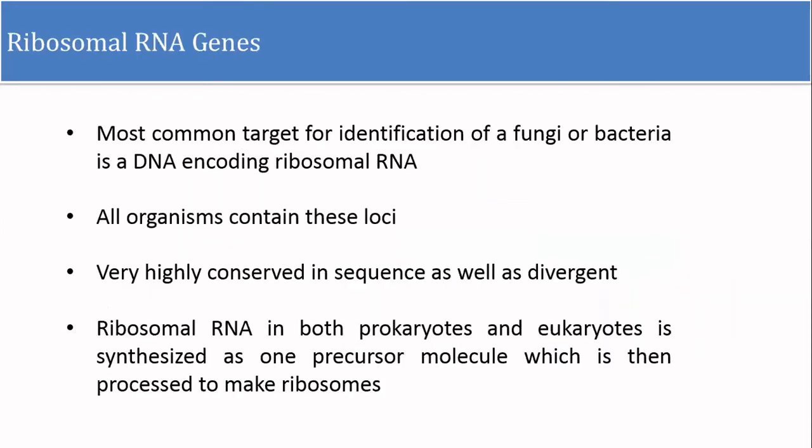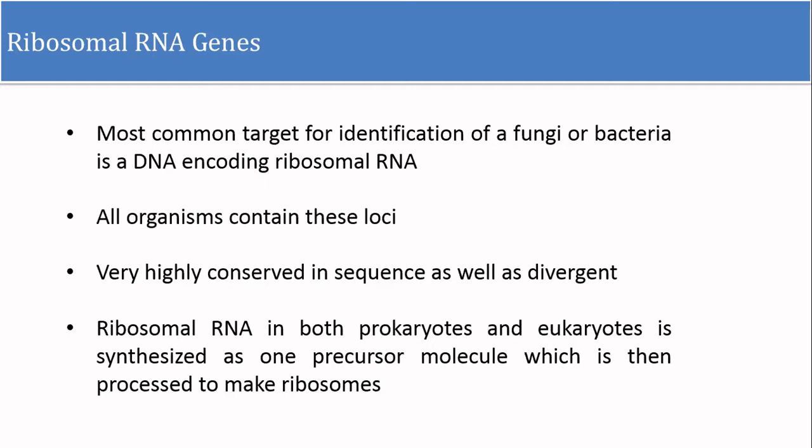The most common target for identification of fungi or bacteria, as I told you and as mentioned in the previous presentations, is ribosomal RNA. All organisms contain these loci, and they are highly conserved in sequence, as well as divergent enough to differentiate between the genus and species level.